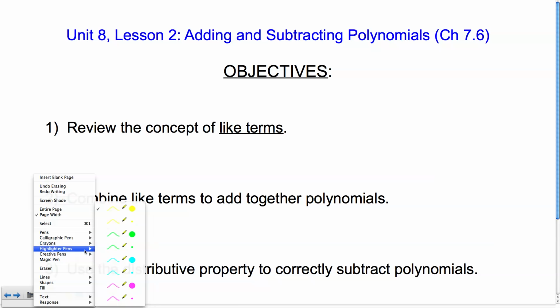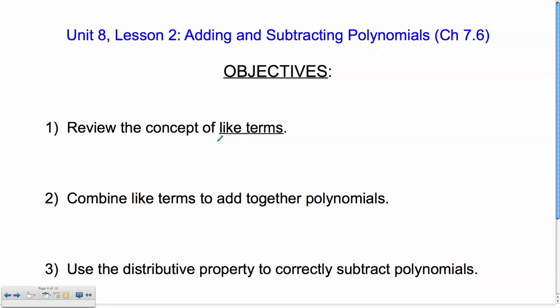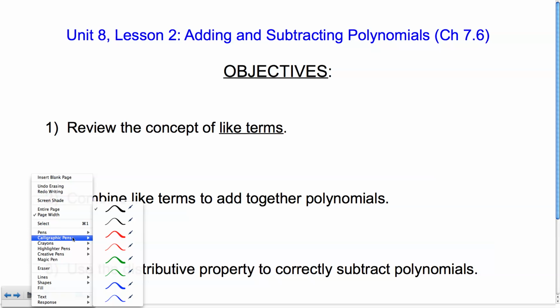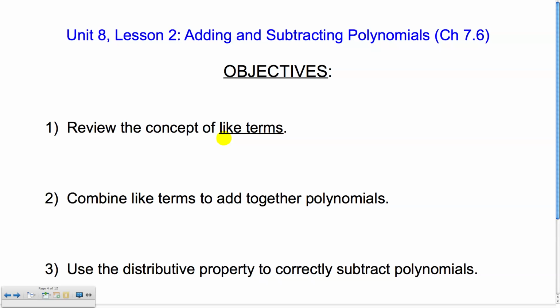What we're going to be talking about is this concept of like terms. We're going to review like terms as we've talked about them before, way back in pre-algebra or earlier on in the year. Okay, like terms. What does it mean to be like terms?